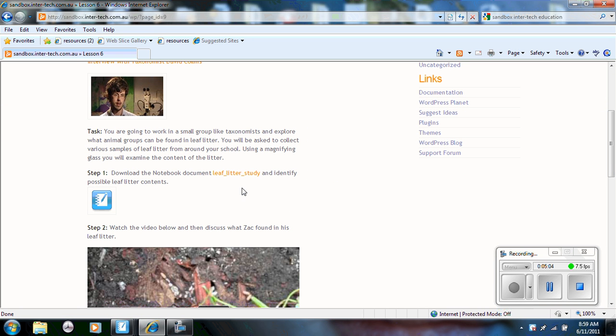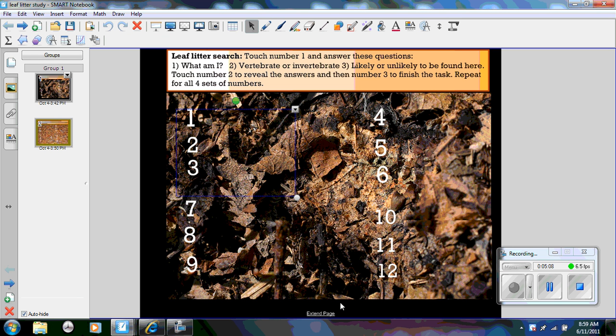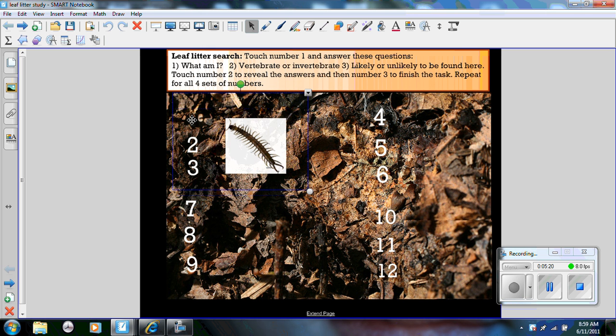Lesson 6 has one here. It's on the leaf litter study. So with this document here, leaf litter search, they need to touch the number and answer the questions. What am I? Am I vertebrate or invertebrate? Am I likely or unlikely to be found here? So the students can answer vertebrate or invertebrate, likely to be found here or not. Then click number 2, reveal the answers. It's a centipede, invertebrate and likely.